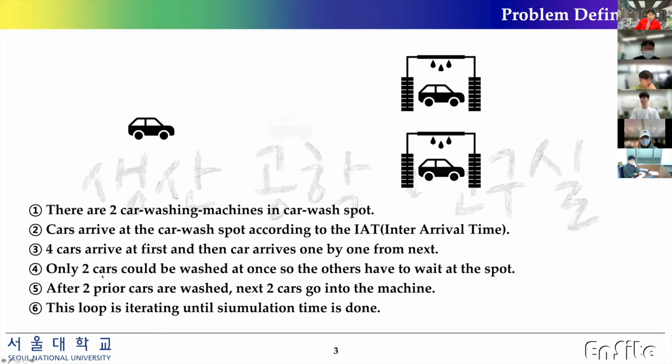And only 2 cars could be washed simultaneously. So the others have to wait at the front of the car washing place. And the arriving interval is designed with a given inter-arrival time. When one of the washing machines' job is completed, the car leaves the washing machine, one of the 2 resources becomes available, and the next car is input to the car washing machine.